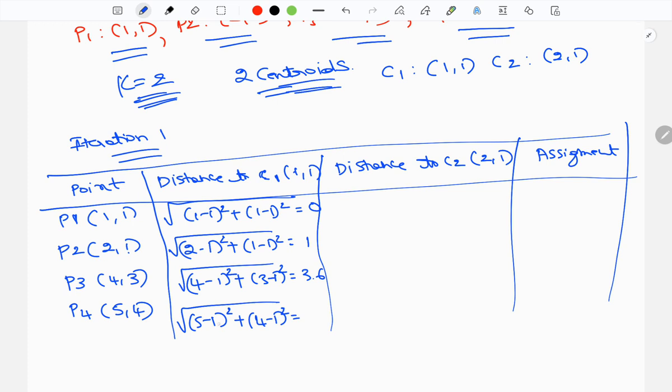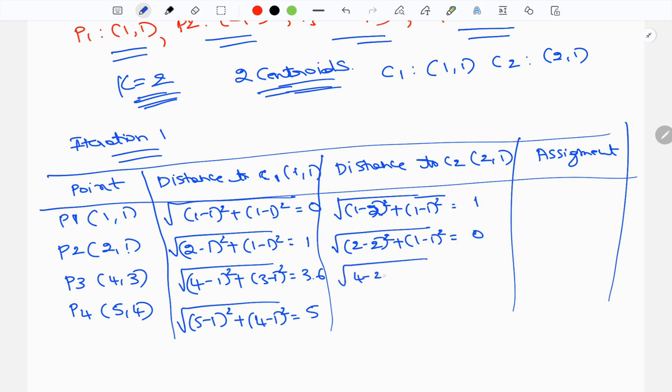So this is 5 minus 1, 4 square 16 plus 9, 25. Square root of 25 is 5. Similarly, you can find out this one. So this is 1 minus 2. So (1 minus 2) whole square plus (1 minus 1) whole square, which is the square root of 1, that is 1. Similarly, we have (2 minus 2) whole square plus (1 minus 1) whole square, which is 0, so the square root of 0 is 0.